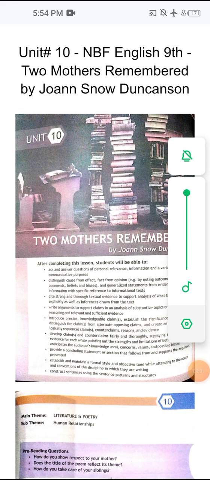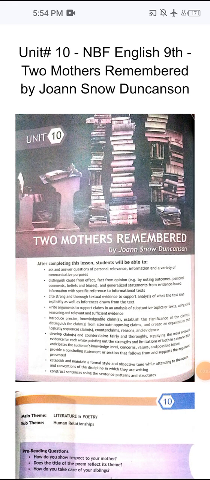Assalamu alaikum. Inshallah, in today's lecture, we will do the paraphrasing and the stanza comprehension of unit number 10 of your book, NBF English for class 9. This unit is a poem. The name is Two Mothers Remembered, written by Joanne Snow Duncanson, and she is a female poetess.